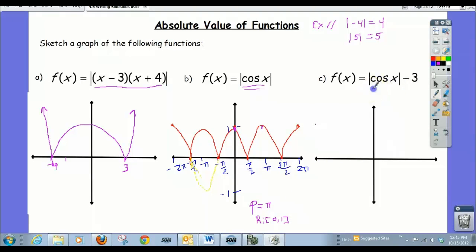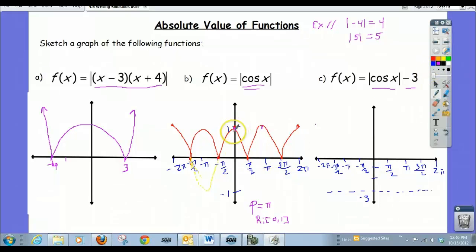Well, then how would we handle this? Absolute value of cosine x minus 3. Well, it's just this picture shifted down 3. So that shouldn't be too hard to sketch. Let's call that -3. And I can get my intervals going again, and I'm going to make that -2 and that -1. So all I'm going to do is take this picture and shift it down 3.